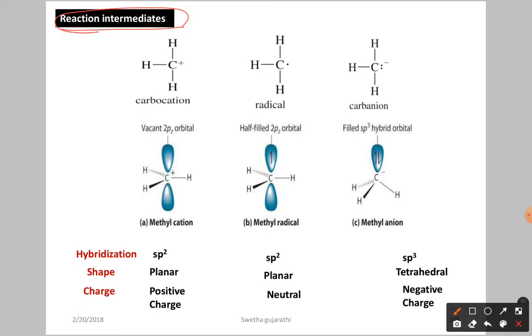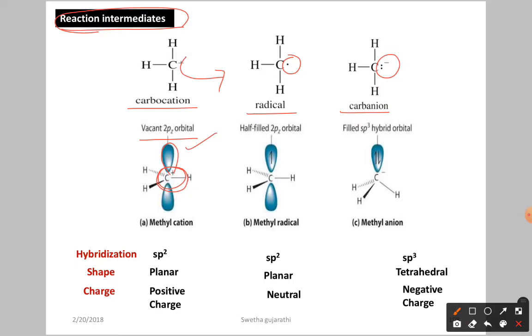Now let us see the shapes. Here is the carbocation. This is a carbon radical, because we have only a single electron. In a carbanion we have one pair of electrons. As you know very well, carbon valency is 4. In the hybrid orbitals it is going to lose a pair of electrons, isn't it? So here we have one vacant 2pz orbital.